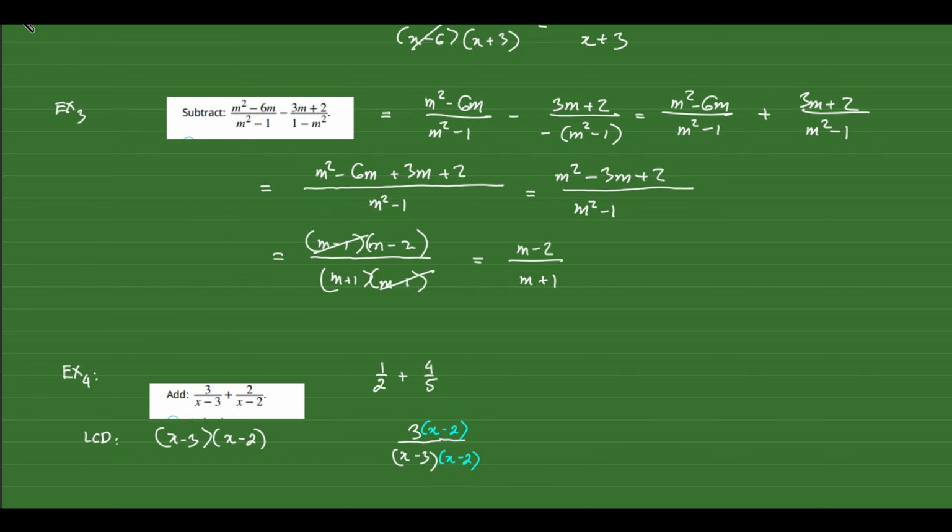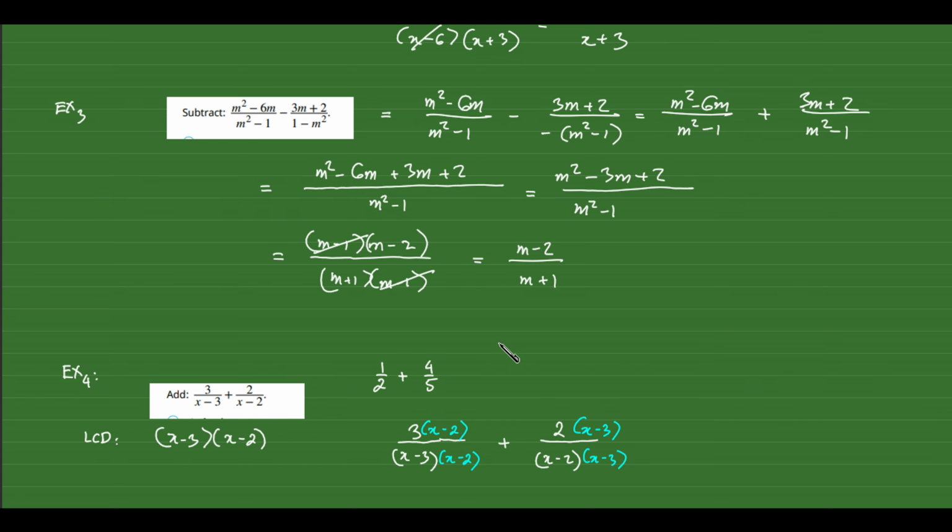Okay. And the same thing here, you compare that and you see that on the second fraction, it doesn't have x minus 3. They have x minus 2, but it doesn't have x minus 3. So you multiply the top and the bottom by x minus 3. There you go. Now, everything has the same denominator already.